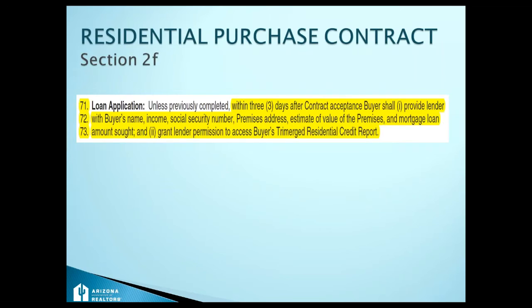Loan application. Now we're calling for the loan application within 3 days of contract acceptance. Understand all day references in the purchase contract are going to be calendar days, and we define what the loan application is. It has the 6 items that the CFPB has defined, namely the buyer's name, their income, their social security number, the address of the property, the sales price, and the mortgage loan amount sought, and that they grant the lender permission to pull the tri-merge credit report. Basically, we're looking to get the loan process started, and this is an important step in getting that done.